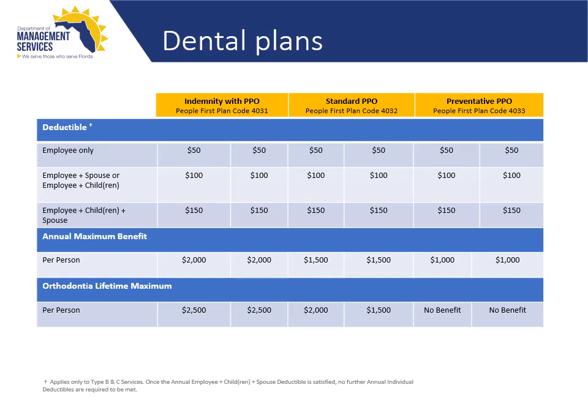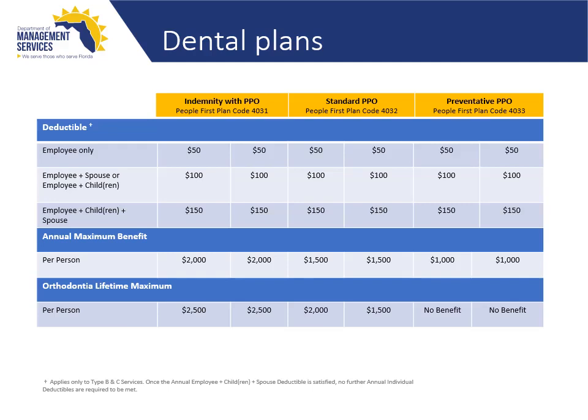Annual maximums. The annual benefits maximum for the indemnity PPO plan, both in and out of network, is $2,000. Standard PPO is $1,500, and the preventive PPO plan is $1,000.